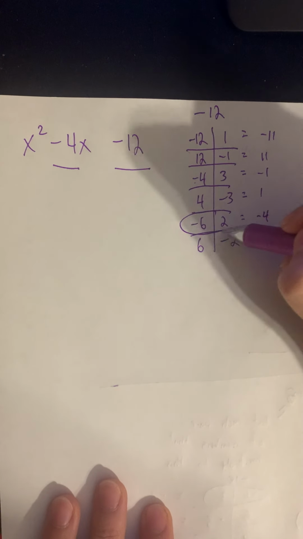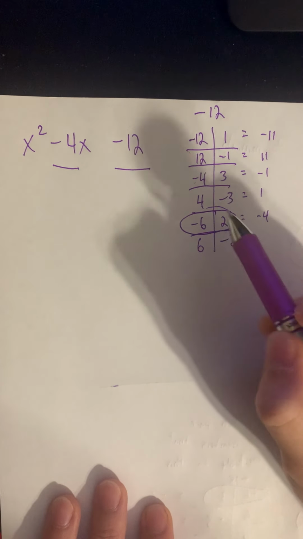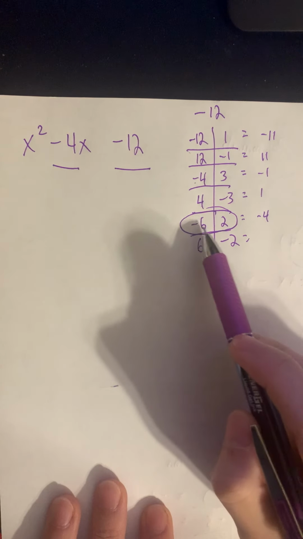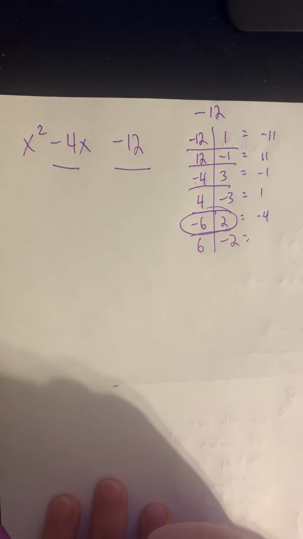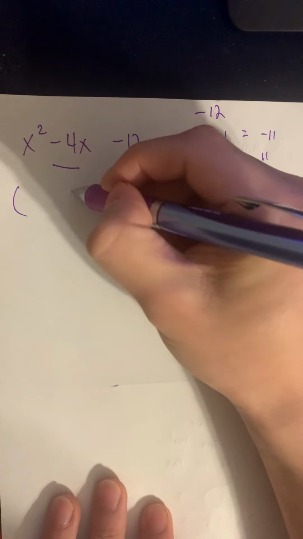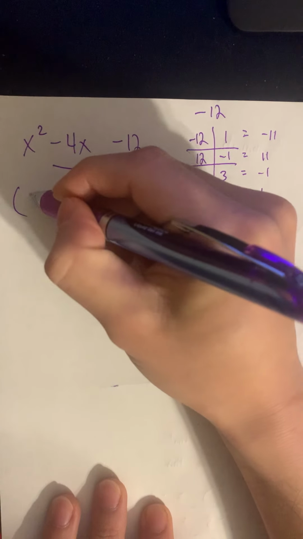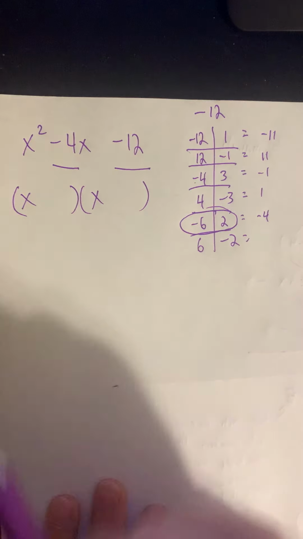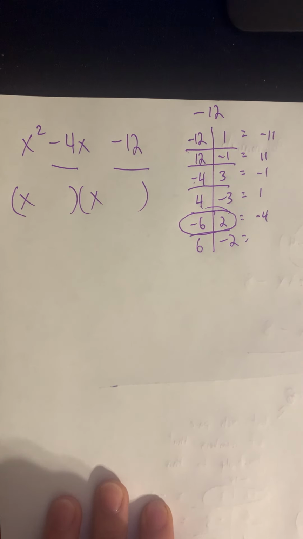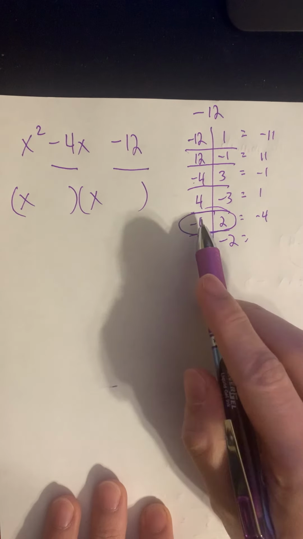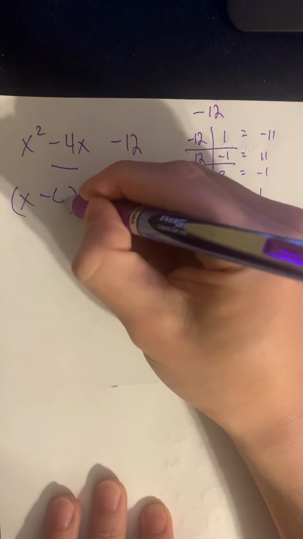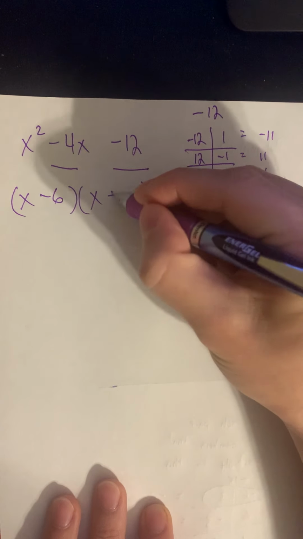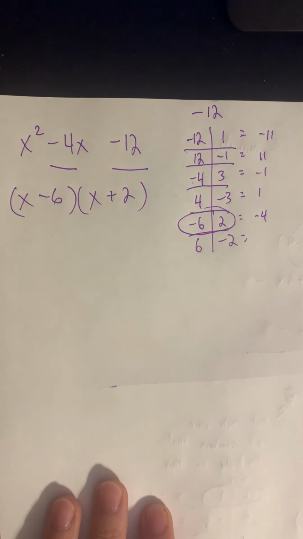So this is our matching pair here. Negative 6 times 2 is negative 12. Negative 6 plus 2 is negative 4. So make these parentheses, put an x here. The reason why we're putting an x here is because we have x's in our equation, so there's going to be x's there. And then just plug in these two numbers here. So minus 6, and then this is a positive 2, plus 2. So that would be your answer right there.